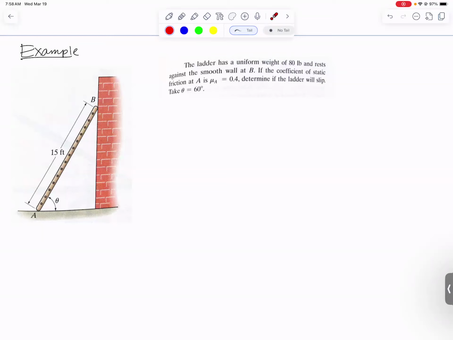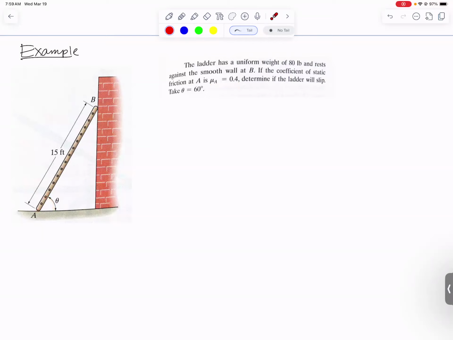I don't know if it really is. Bricks are usually kind of rough, so it might not be a great idea. But you will find this in some of these textbook problems where in order to have the problem be solvable using statics equations alone, in order for it to be statically determinate, we sometimes need to assume frictionless at certain places so that we have enough equations to solve for everything. And then they tell us the coefficient of friction at A is 0.4. That's down here at the bottom. And they're telling us the angle theta is 60.